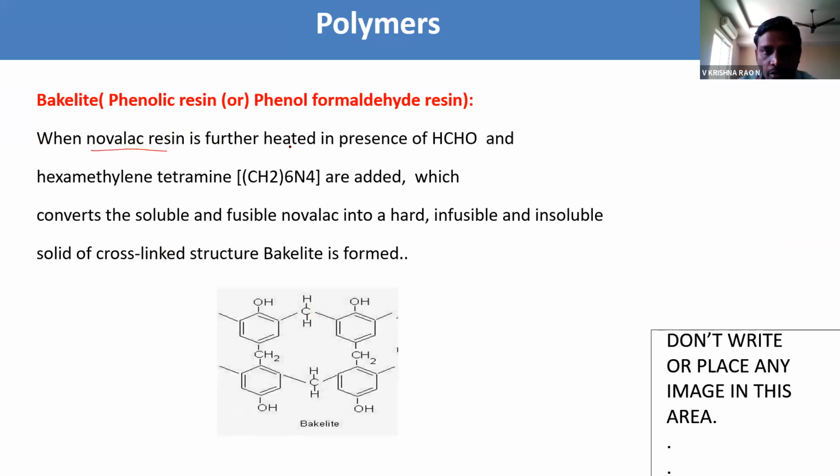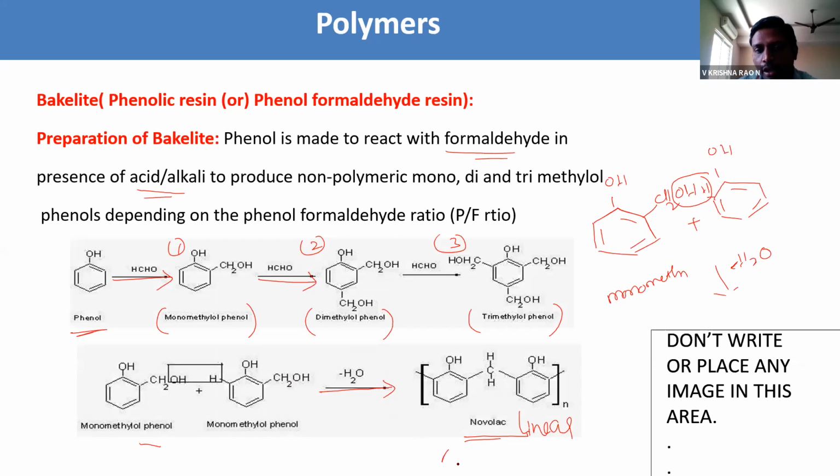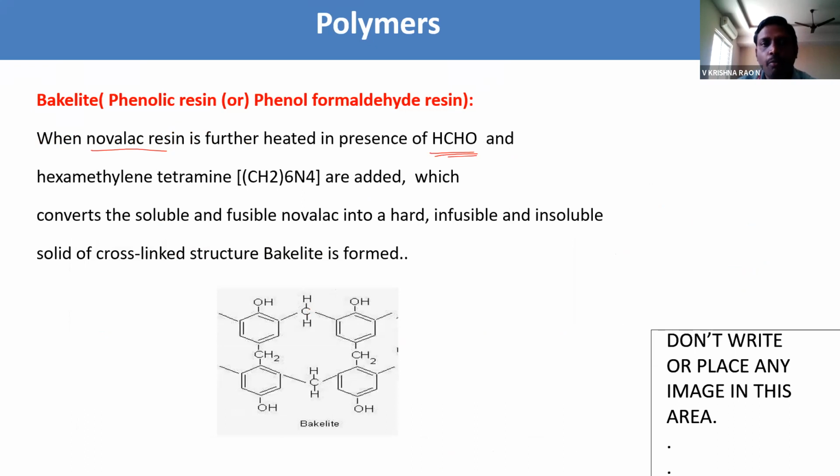When novolac resin is further heated in the presence of formaldehyde and hexamethylene tetramine, it converts the soluble and fusible novolac. Novolac linear polymer resin is the soluble and fusible form. When it reacts with formaldehyde and hexamethylene tetramine, it converts into a hard, infusible and insoluble polymer, an insoluble cross-linked structure, that is Bakelite.